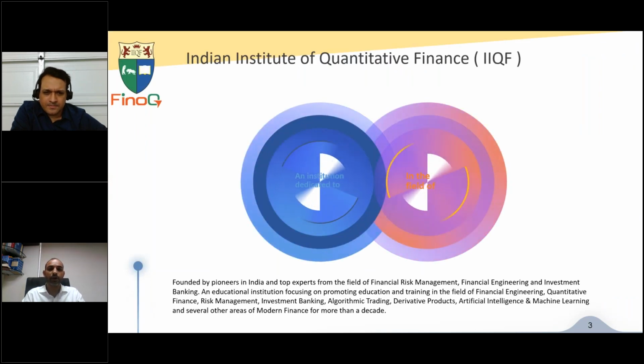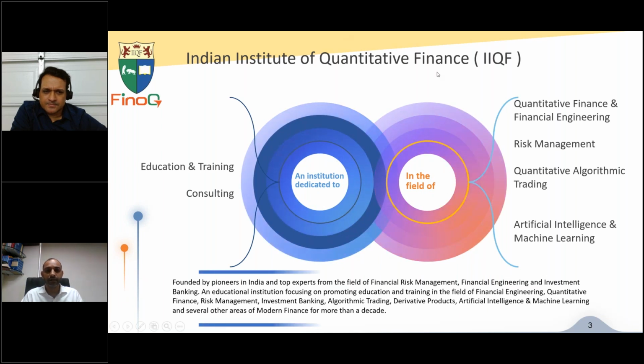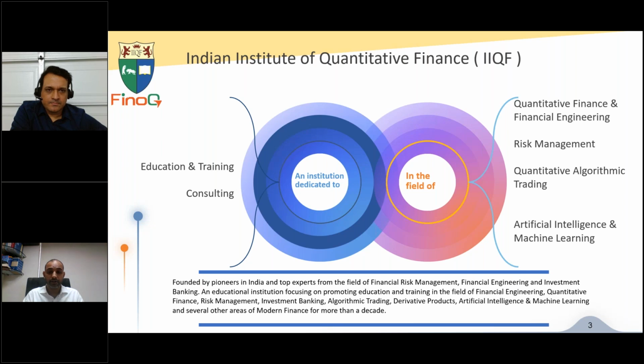So as you all know, I represent the Indian Institute of Quantitative Finance, India's oldest and principally still the only institute which dedicates itself to quant finance, financial engineering, risk management, education, and allied fields. As an institute, we are dedicated to education, training, and consulting in the field of quantitative finance, financial engineering, risk management, algorithmic trading, and we also apply a lot of AI and ML based models in our courses as well.